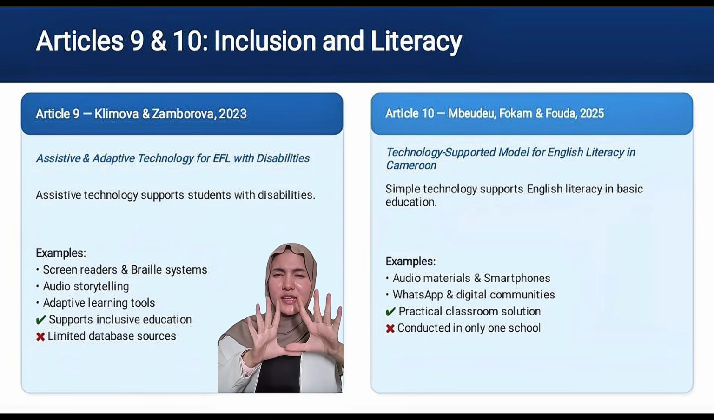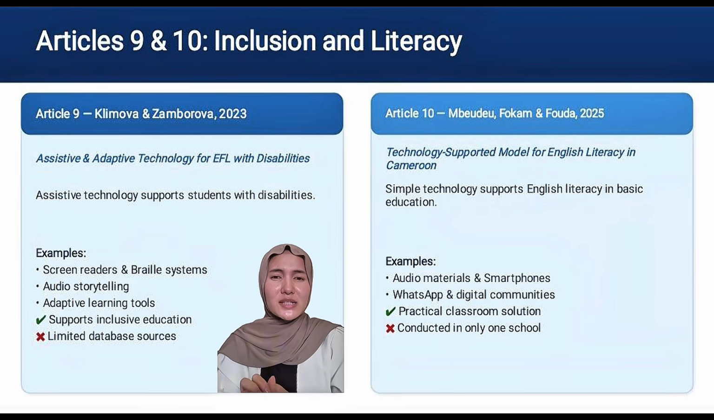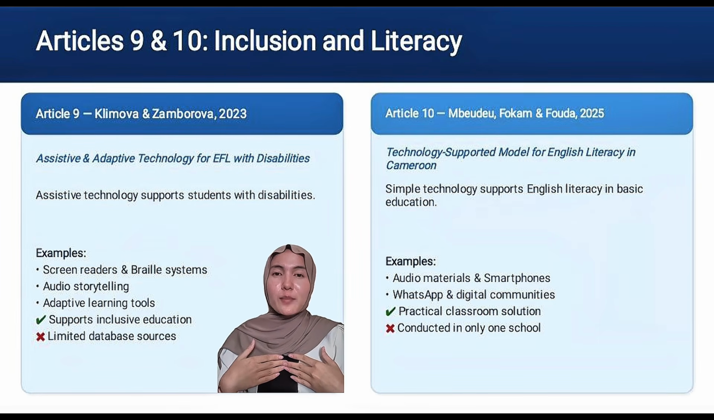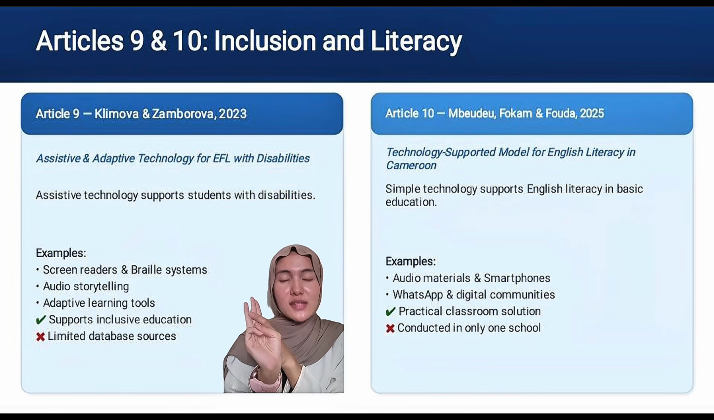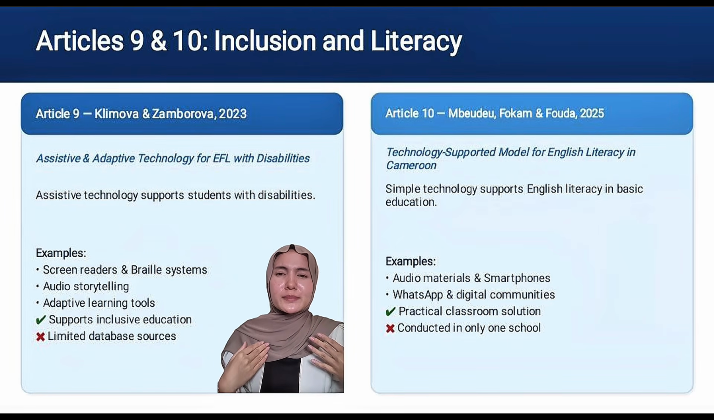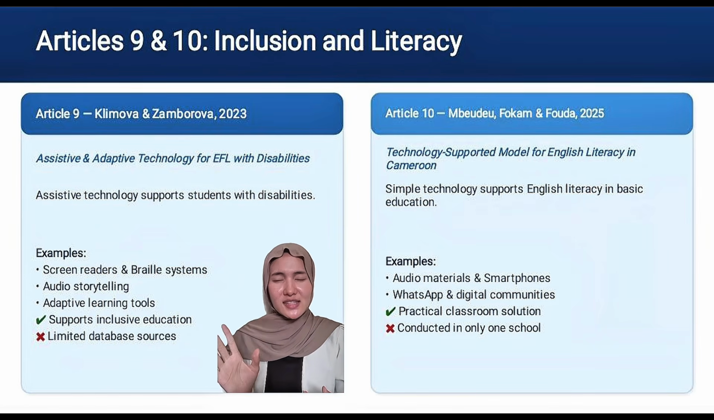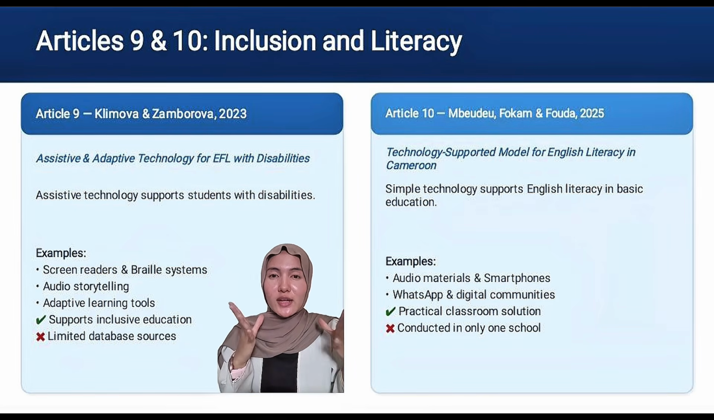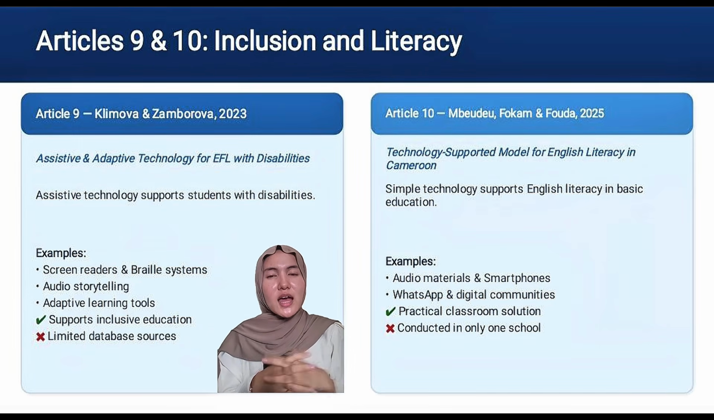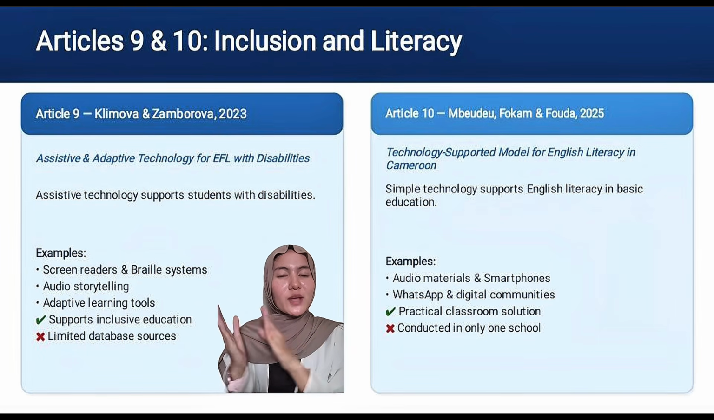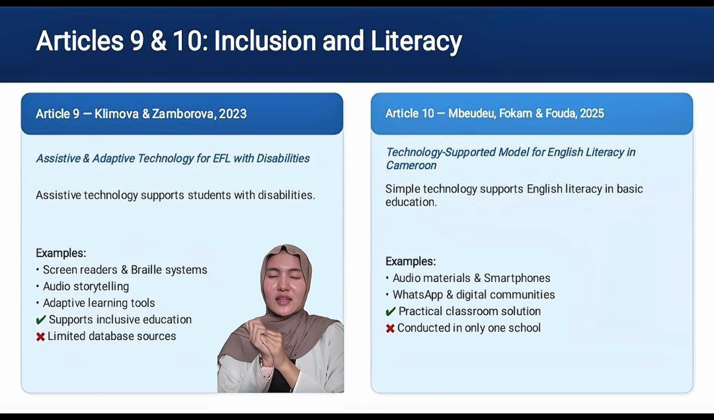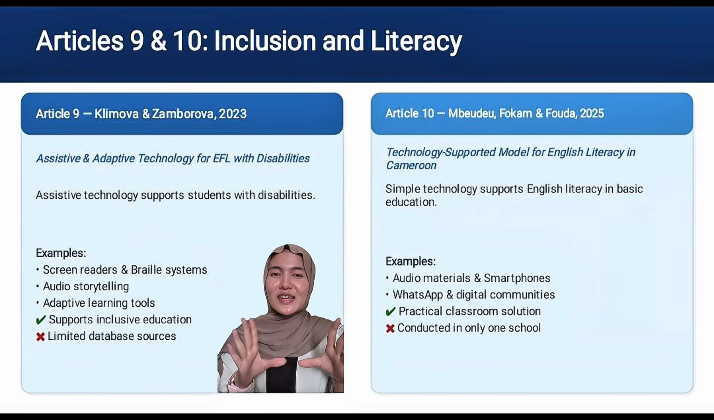And the last, the 10th article is by Nabiha Khansa and Voda, published in 2025. This article discusses a technology-supported model for English literacy in Cameroon. The article explains that simple technologies such as audio materials, smartphones, and WhatsApp can help young learners improve listening, reading, and speaking skills. This article also shows that technology can support parental involvement in the learning process. The strength of this article maybe is that it provides practical classroom solutions using simple technology. However, the weakness is that the study was conducted in only one school.